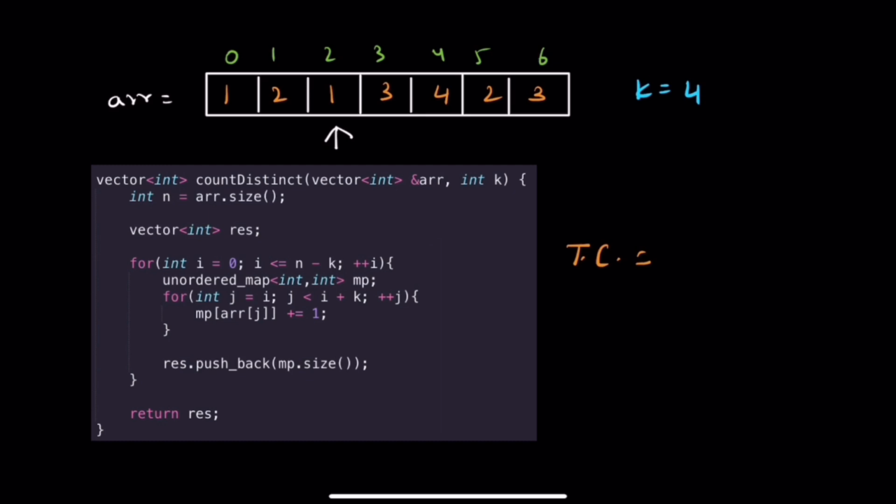And internally we are running a loop from i to i plus k, right? So this loop will be running over k positions, right? So the overall time complexity will be order of n cross k.